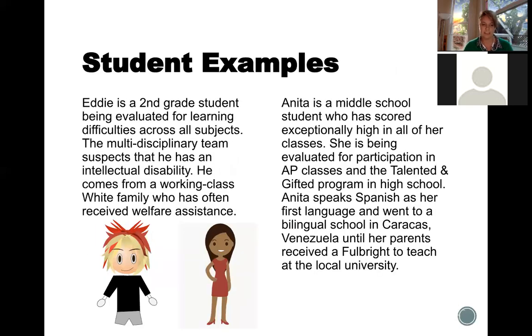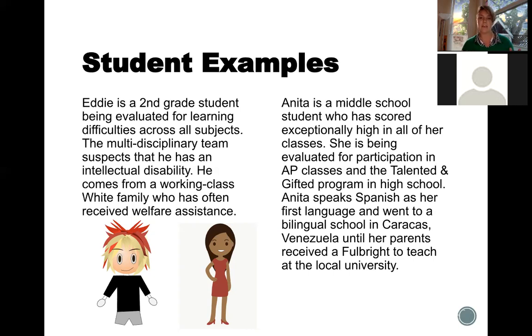All right, so I think it's helpful if we have actual student examples. So I already talked about Eddie. I talked about his assessment in kindergarten. For this case, I'm thinking about him as when he was a second grader, just for the discussion purposes. And then this other example student, Anita. So Eddie is a second grade student being evaluated for learning difficulties across all subjects. The multidisciplinary team suspects that he has an intellectual disability. And just to know a little bit about his background, he comes from a working class white family who has often received welfare assistance.